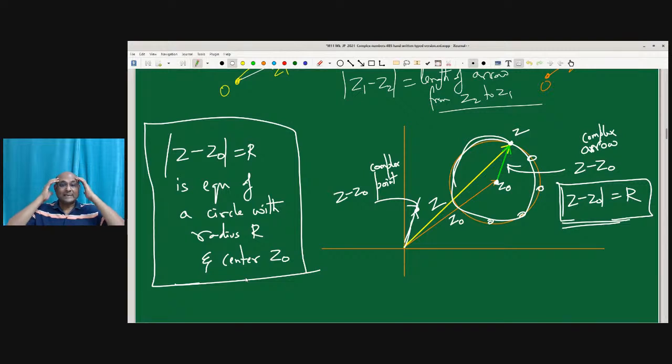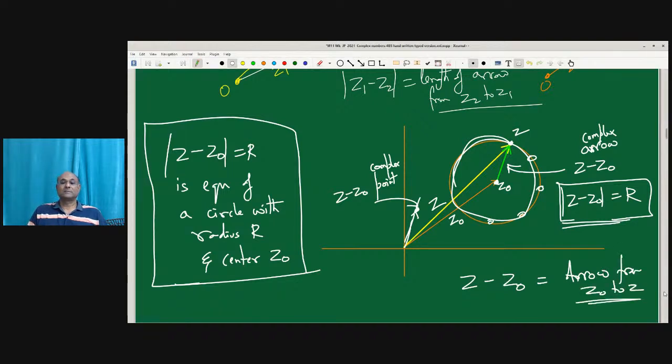Because if you understand Z minus Z0 is the arrow from Z0 to Z. Z minus Z0 is an arrow, not a complex number. Don't think of it as a complex number. It is the arrow from Z0 to Z. Z0 is a point. Z is a point. Z minus Z0 is an arrow from Z0 to Z. It is also a point, a different point, a far away point.